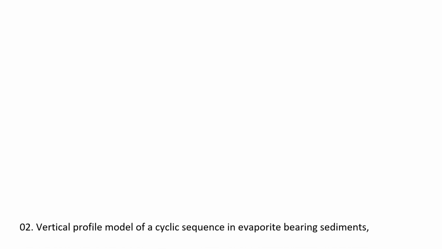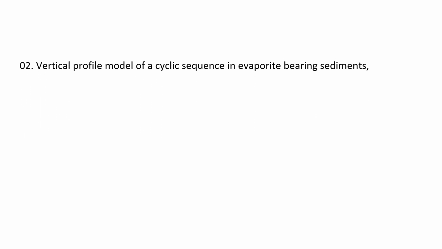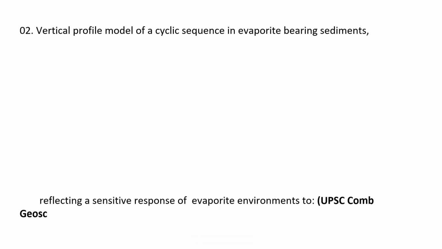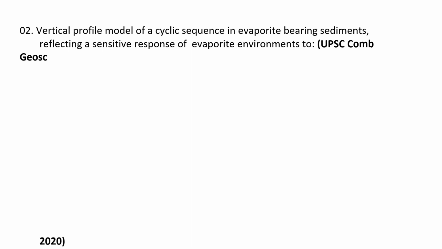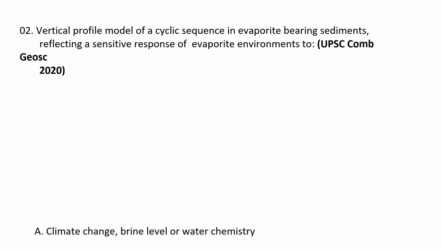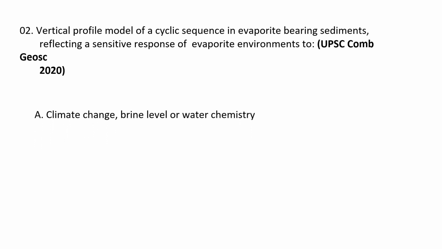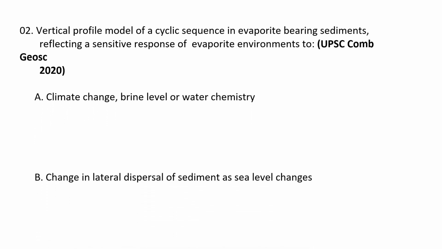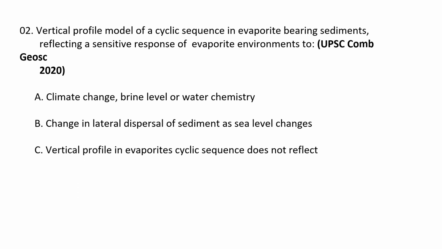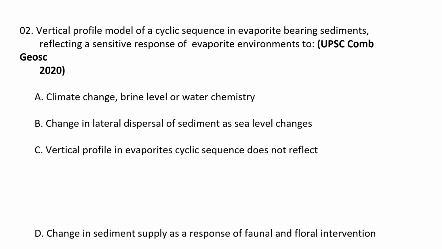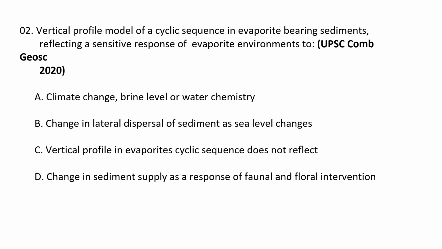Next question. Vertical profile model of a cyclic sequence in evaporite bearing sediments reflecting a sensitive response of evaporite environments. How do they respond? A. Climate change, brine level or water chemistry. B. Change in the lateral dispersal of sediment as sea level changes. C. Vertical profile in evaporites cyclic sequence does not reflect. And D. Change in the sediment supply as a response of faunal and floral intervention.